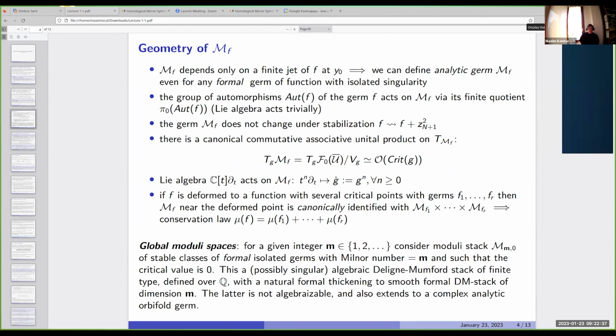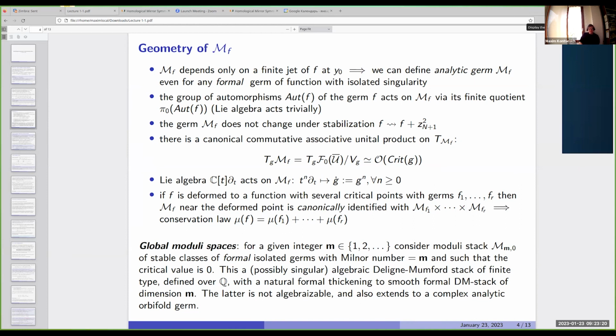But when we consider at least the formal thickening, for each point you get maybe the formal completion of this stack, they glue together, and what we get is a kind of smooth stack, a kind of orbifold of dimension m, which contains as a closed subset the moduli stack M_m^0. And this formal thickening is also defined over rational numbers, but in general it's not algebraizable. So this is not a completion inside some ambient algebraic variety.